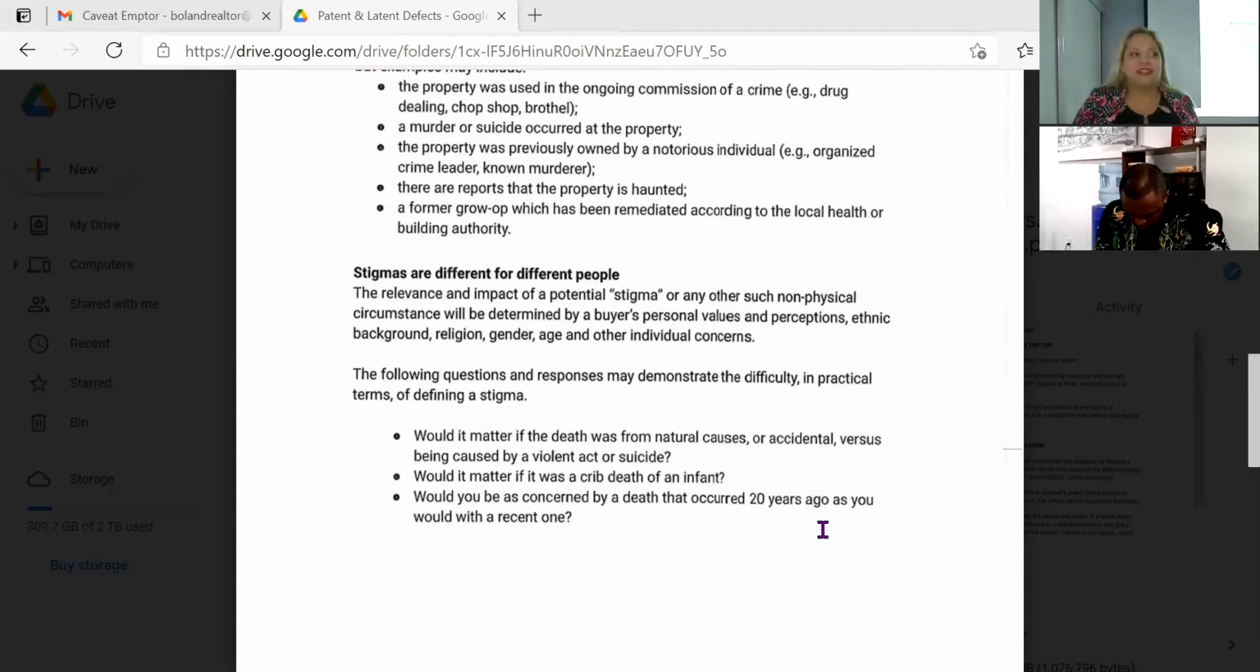So if it's a house that's notorious and the neighborhood thinks it's haunted, you must disclose it. You have to say the neighborhood thinks it's haunted, or there have been Google reports and stories about it. You definitely have to report it.